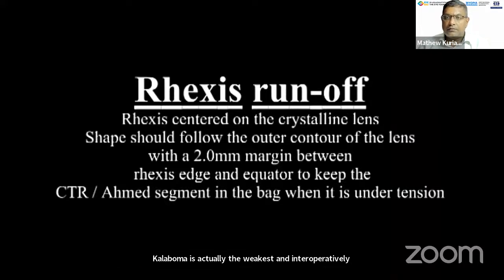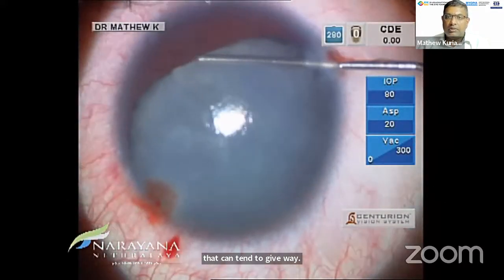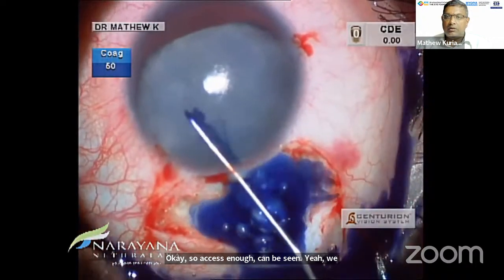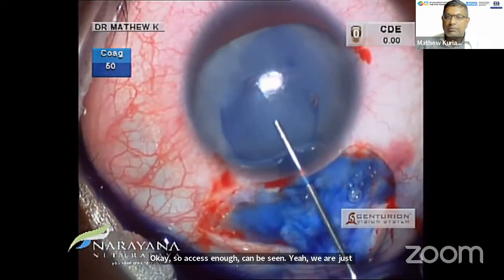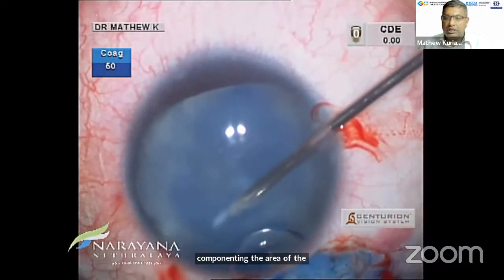Okay, rhexis runoff can be seen. Here we are just tamponading the area of the dialysis. Intumescent mature cataract in a child.